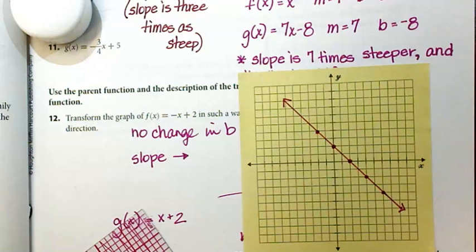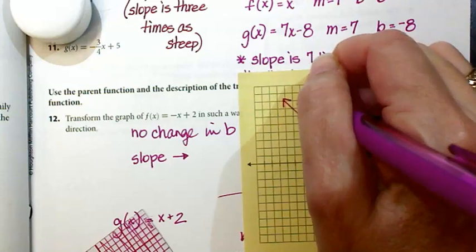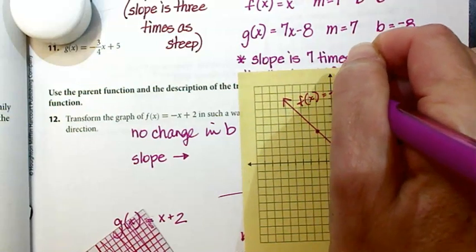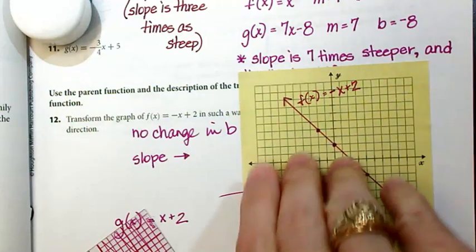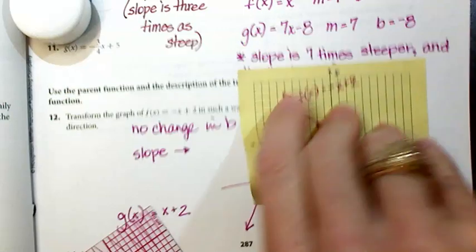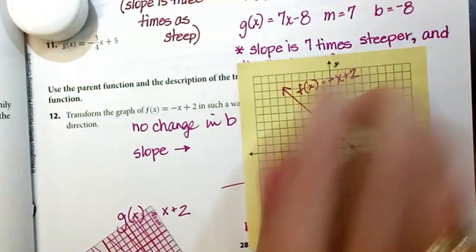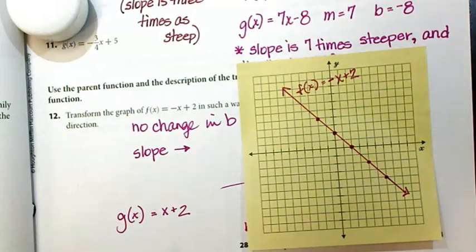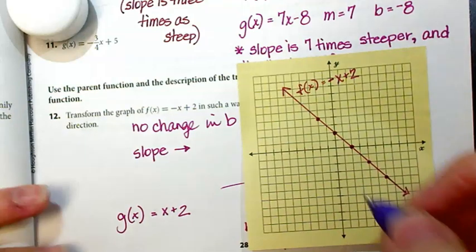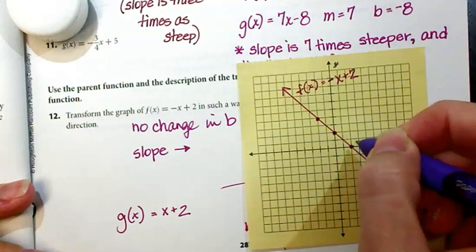Okay, I really don't feel like my sketch was the greatest job in the world. So this is f of x equals negative x plus 2. And it just simply says transform it in such a way that it has the same steepness, but in the opposite direction. So same steepness, I still want a line that has a slope that has the absolute value of 1, because this has a slope of 1, but it's negative, over 1 down 1.